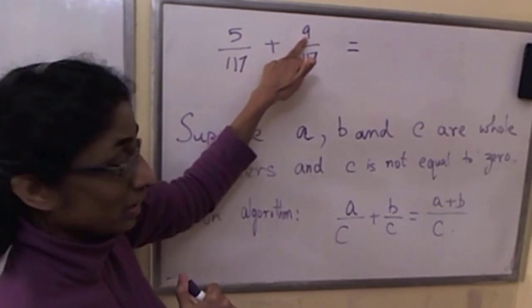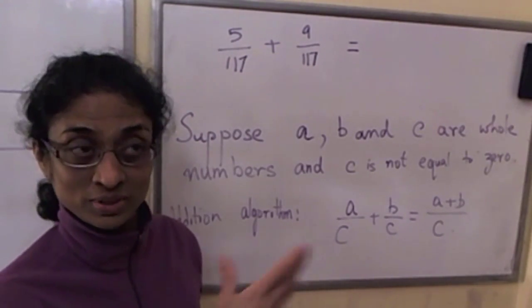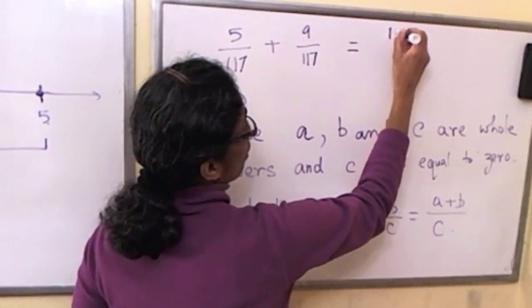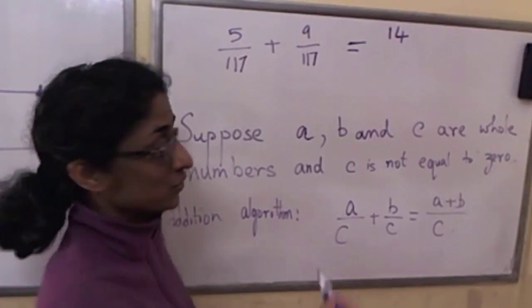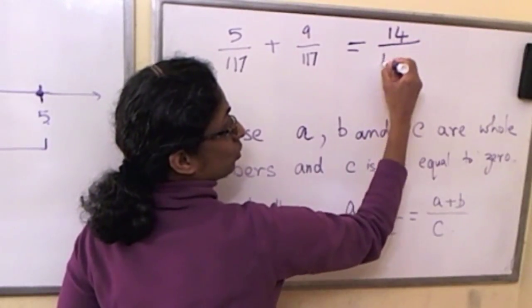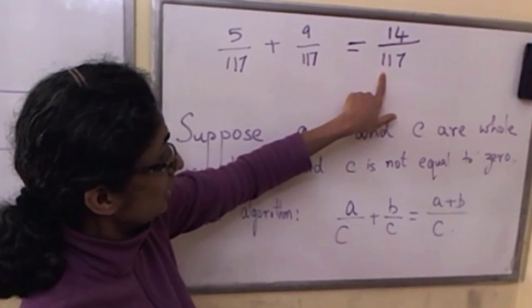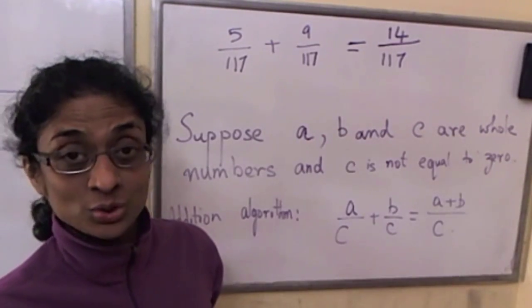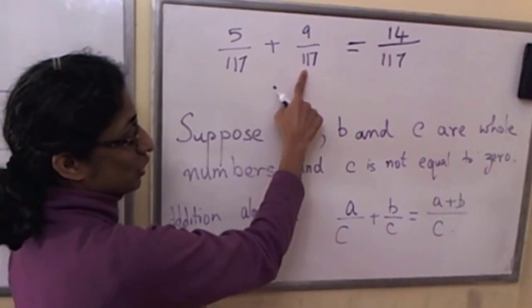Same as adding 5 and 9, because we have 5 copies of the tiny piece and 9 copies of the tiny piece. So that's really 14 copies of 1/117. That's really the same as writing 14/117, because 14/117 is really 14 copies of 1/117. So now I think you get the idea of how to add fractions with the same denominator.